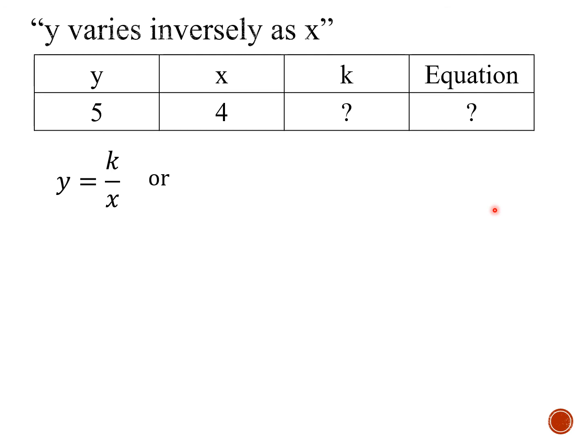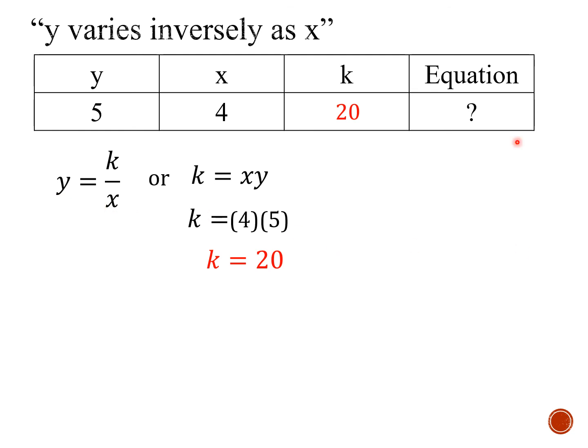So pwede po natin gamitin din po yung other equation for inverse variation, that is k is equal to x times y. Ito po yung mas madali kasi to find k, imumultiply nyo lamang po yung x at saka yung y natin. So papalitan lang natin, si x ay 4, si y ay 5, then we multiply 4 times 5, so k is equal to 20. Ganun lamang po kadali. You're just going to multiply y and x.